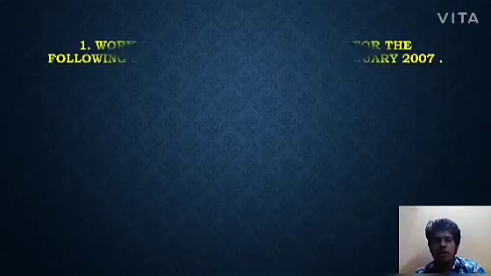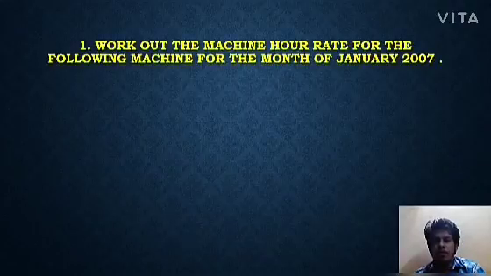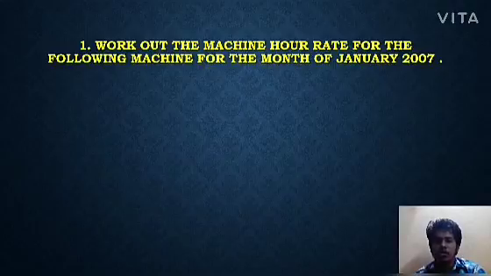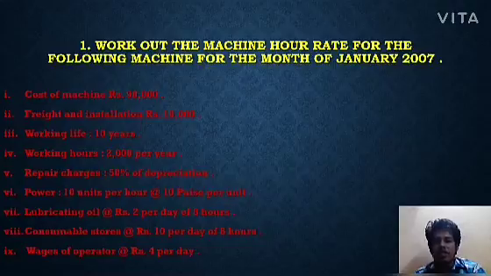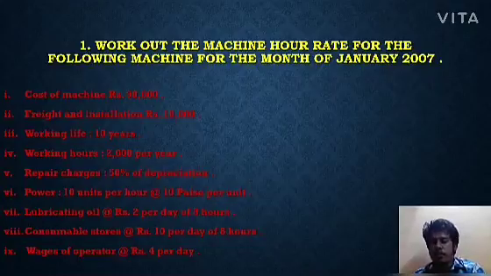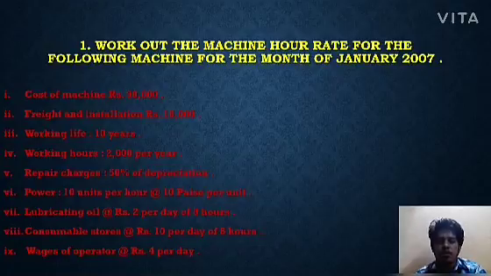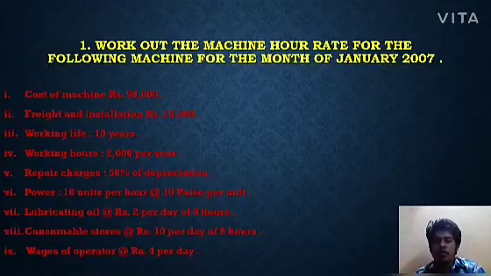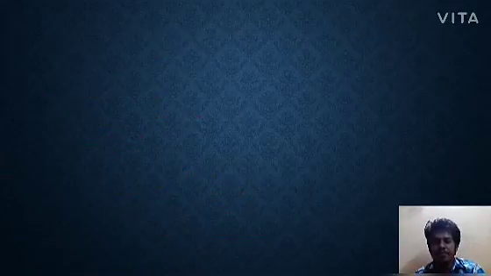This is the problem. Work out the machine hour rate for the following machine for the month of January 2007. First, cost of machine is rupees 90,000 and fitting and installation is rupees 10,000. Working life is 10 years. Working hours is 2,000 per year. Repair charges 50% of depreciation. Power 10 units per hour, 10 paise per unit. Lubricant oil is rupees 2 per day of 8 hours. Consumable stores rupees 2 per day of 8 hours. Wages of operator is rupees 4 per day of 8 hours.